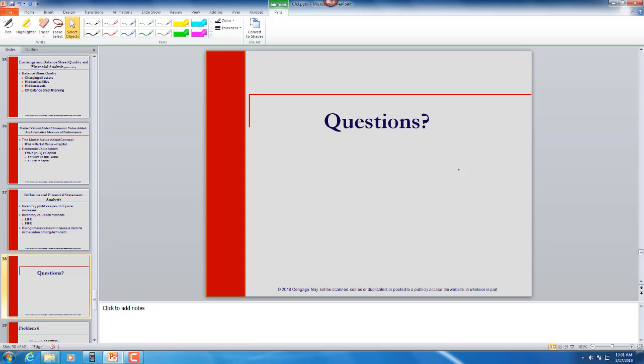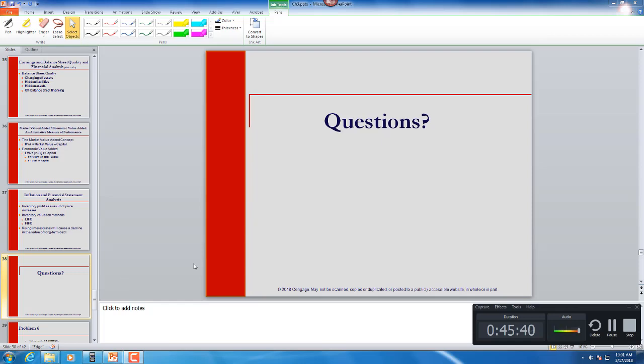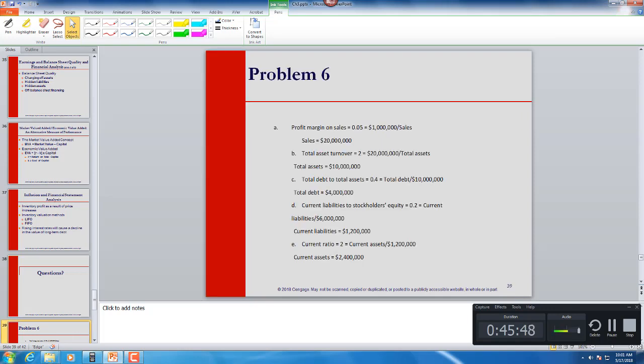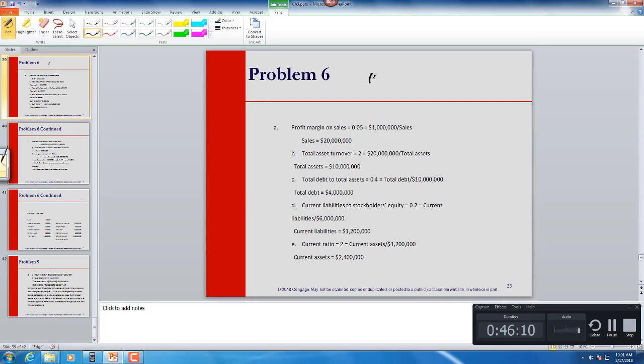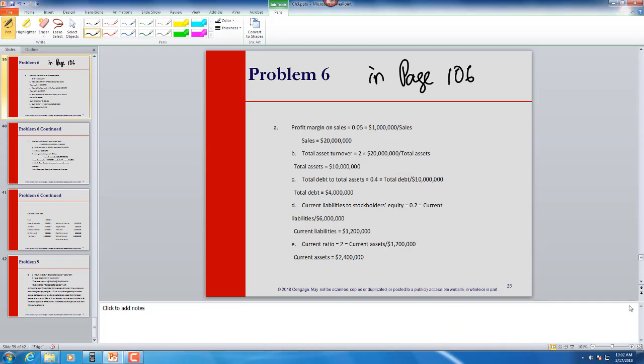Take out your textbooks, please. Let's look at problem 6 in the textbook. Problem 6 is on page 106. All right, let's get started on this.